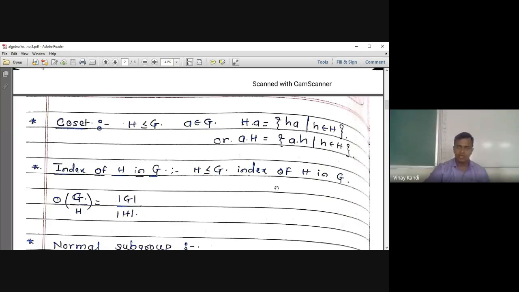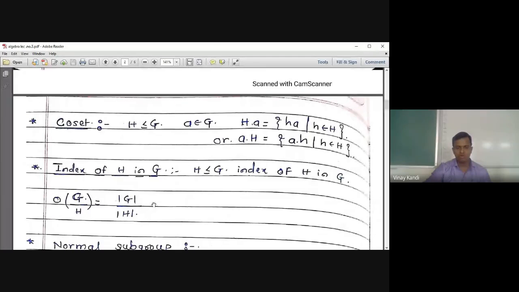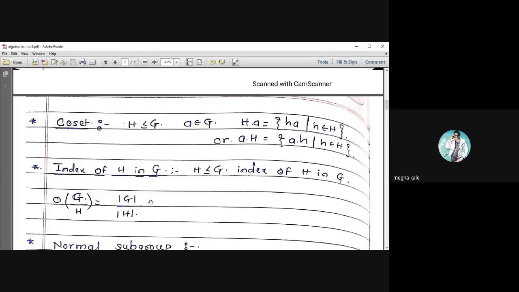Find it. Okay. The index is the order of G divided by the order of H. So what is the order of G here? G is the set of all integers with addition, so it is infinite, right?